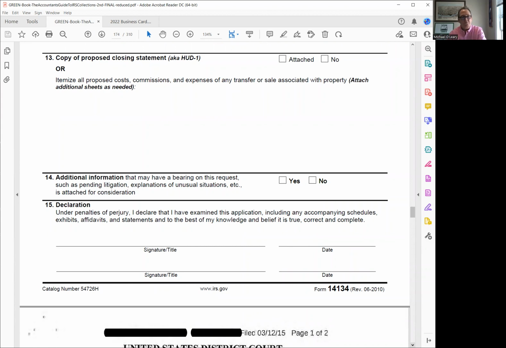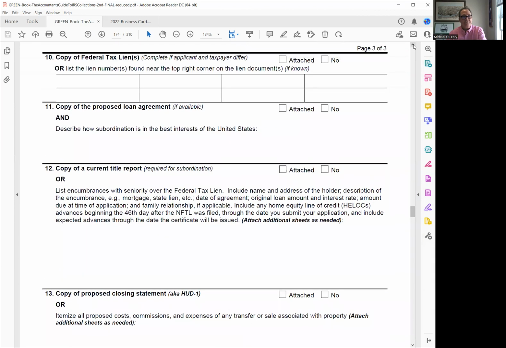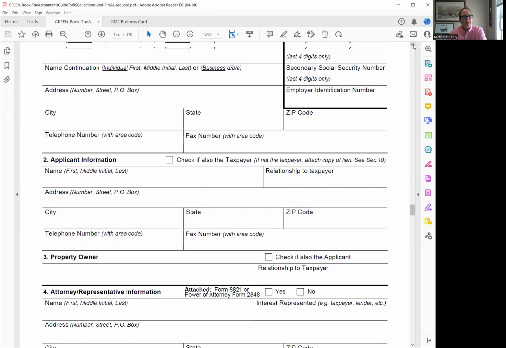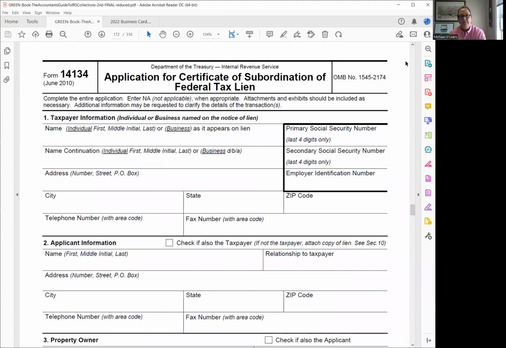So if you can prove that this refinance will give you more money to pay the IRS and substantiate that by sending them all of the loan documentation, the IRS will agree to subordinate the lien, let the bank get ahead, finish, complete your loan, and then start paying the IRS more money.